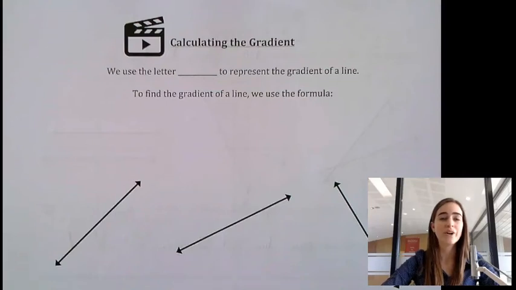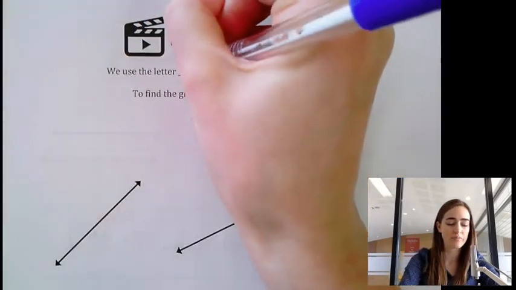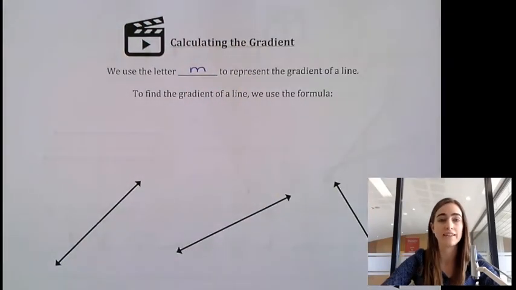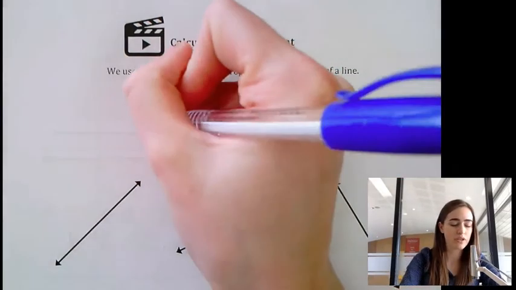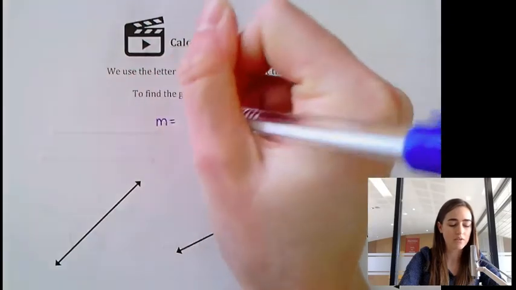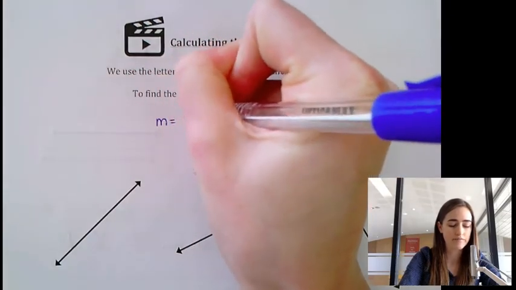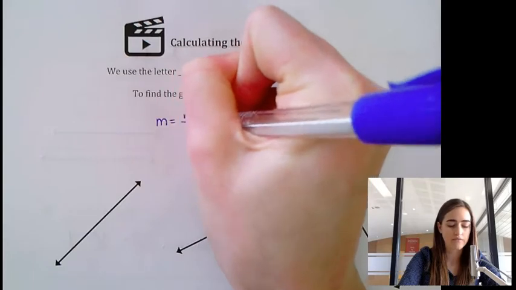In this video, I want to have a look at how we can calculate the gradient of a line. So first off, we use the letter m to represent the gradient, so a lowercase m. Earlier we were using a capital M to represent the midpoint, so this is a lowercase m this time. So to find the gradient of a line, we use the formula that m equals the rise over run.